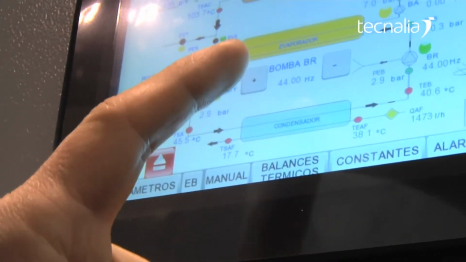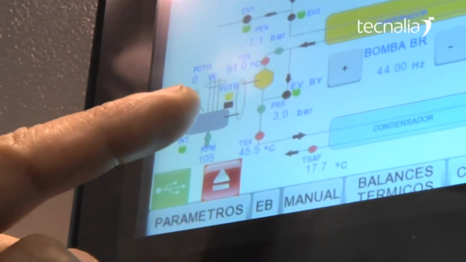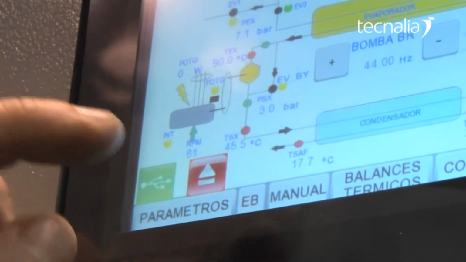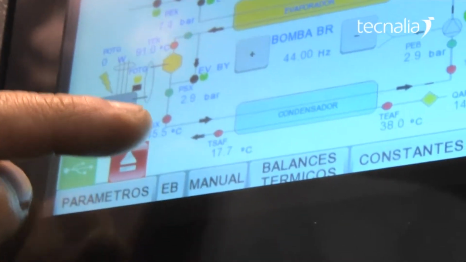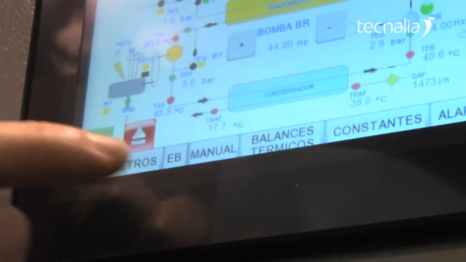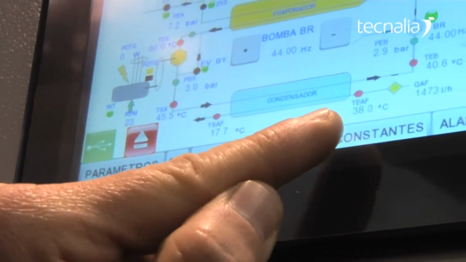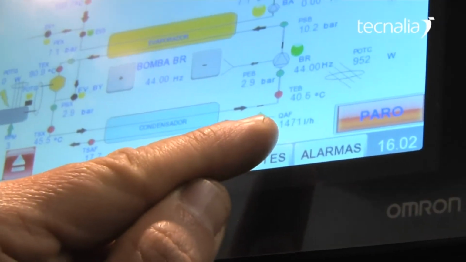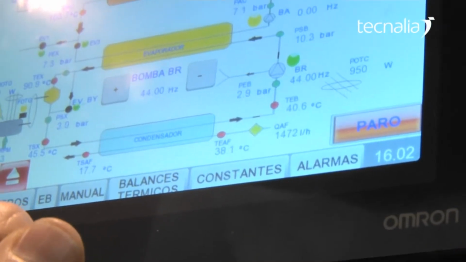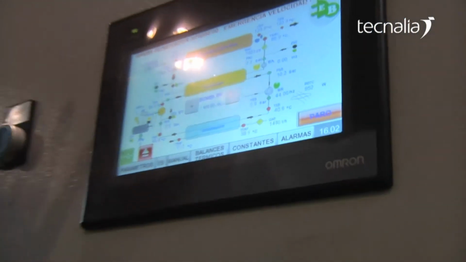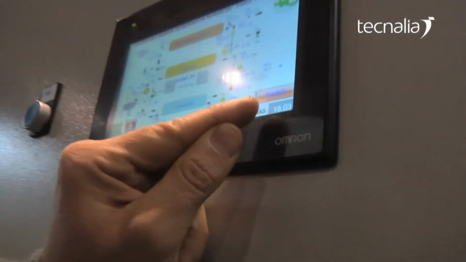This organic fluid, as I have told, is evaporated and with a 90 degrees C temperature activates the expander. Then they are cooled down to 45 degrees C and go to the condenser, where they heat the cold water from room temperature to around 38 degrees C. This one is the flow rate of cold water, and this is the pressure of the organic fluid. From this control panel, we can control the whole system. We can start up the ORC unit, and we can stop it also.